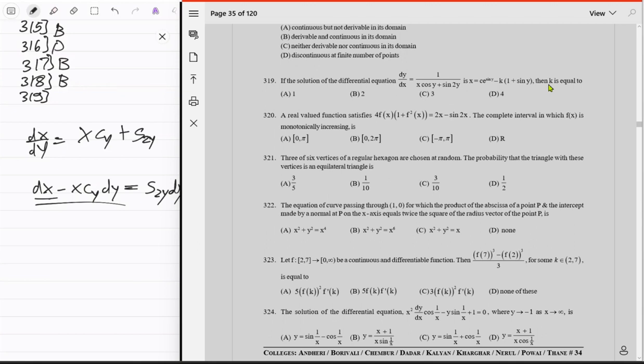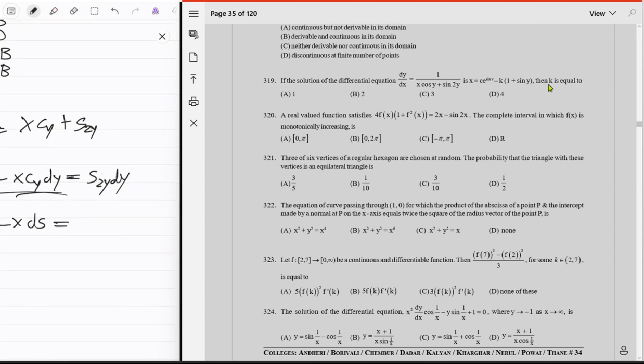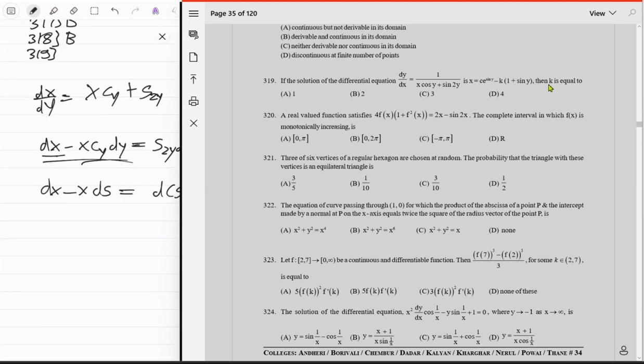Cosine y dy, wait, what? It's not that bad actually. Cosine y, hey, that's actually very much doable. It's like d sine y. So say sine y equal to s, it's dx minus x ds is equal to, so you have cosine y, and it's like 2 sine, okay, it's like ds square in fact. Square. Awesome. Now what, now we get to this thing.